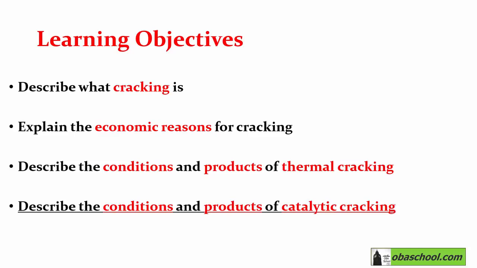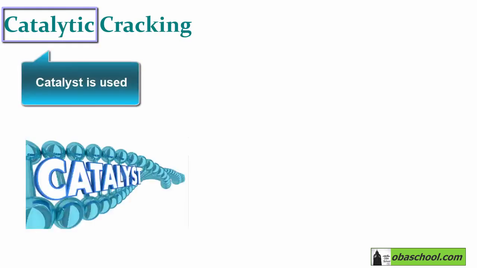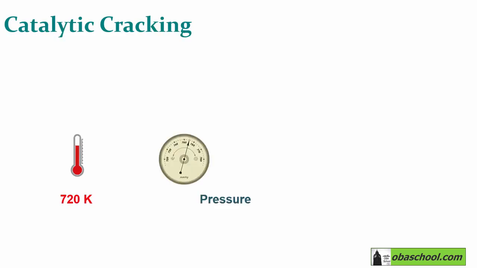In this tutorial, we will describe the conditions and the products of catalytic cracking. The name of the process can give you a hint as well. Catalytic means that a catalyst will be used. So catalytic cracking takes place at a lower temperature than thermal cracking, which is approximately 720 Kelvin, and at a lower pressure, but of course the pressure will not be lower than the atmospheric pressure.